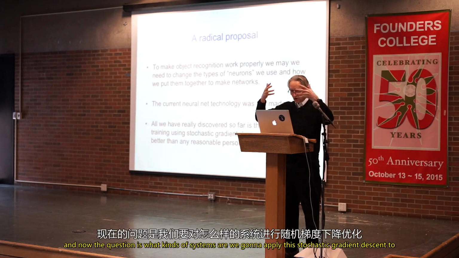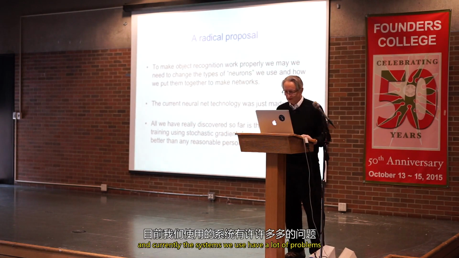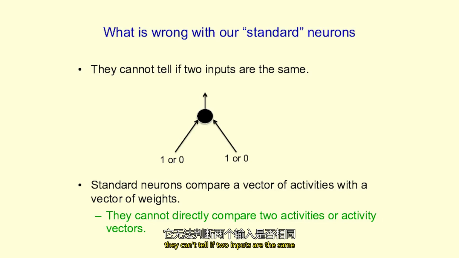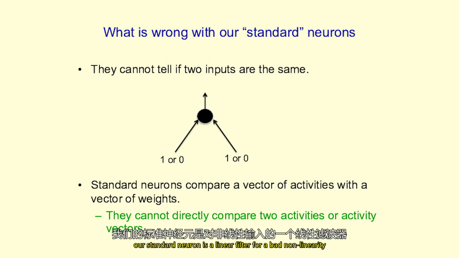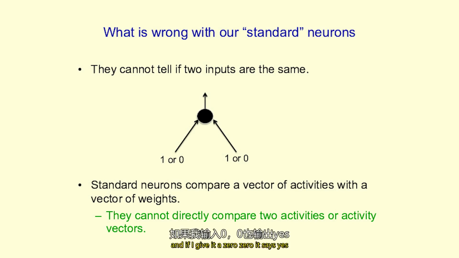And now the question is, what kinds of systems are we going to apply this stochastic gradient descent to? And currently, the systems we use have a lot of problems. So here's one thing that's wrong with standard neurons. They can't tell if two inputs are the same. Our standard neuron is a linear filter followed by a nonlinearity. And you can't make a neuron that if I give it a 1, 1 says yes, and if I give it a 0, 0 says yes, and I give it a 1, 0 or a 0, 1 says no. That's the XOR problem. And the standard solution to it is to say, well, let's put in a hidden layer that'll separate out the cases and then recombine things. And that works, and that's been accepted as the way you deal with this.